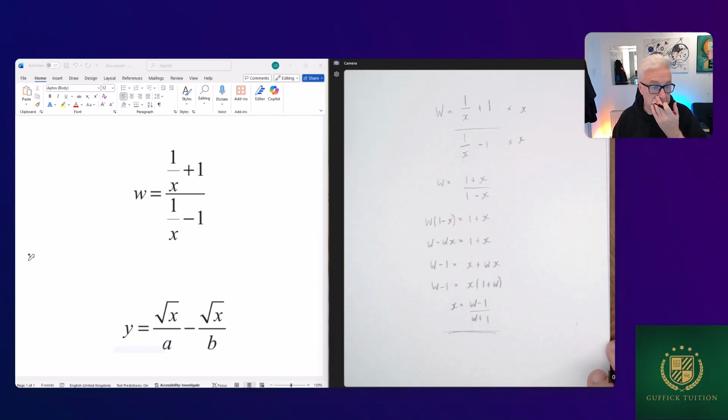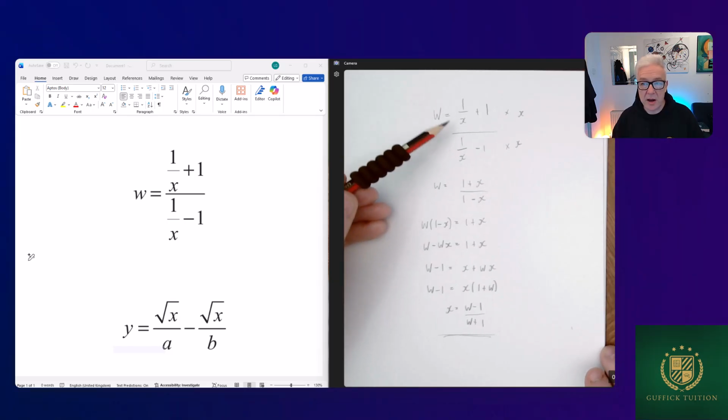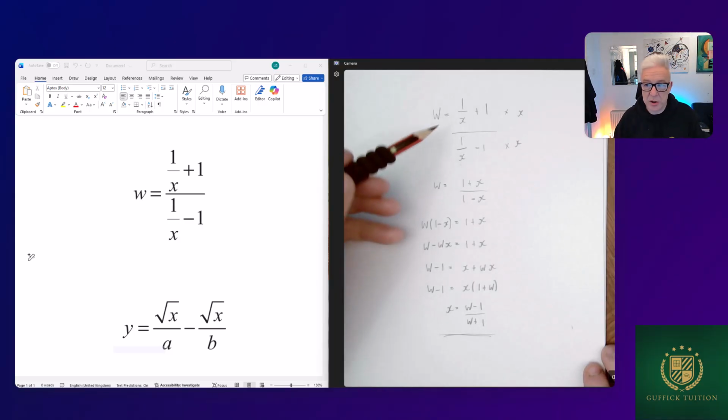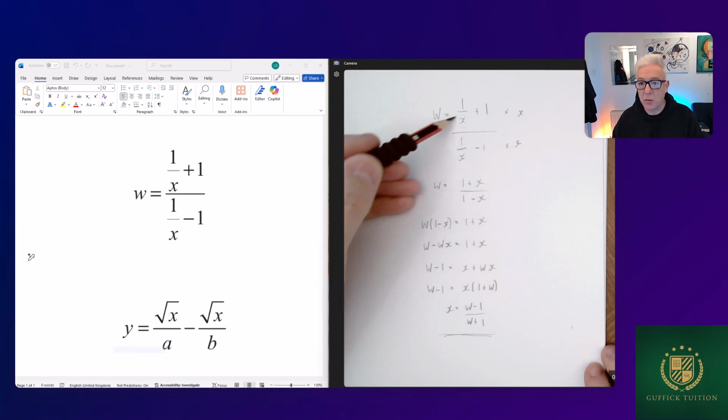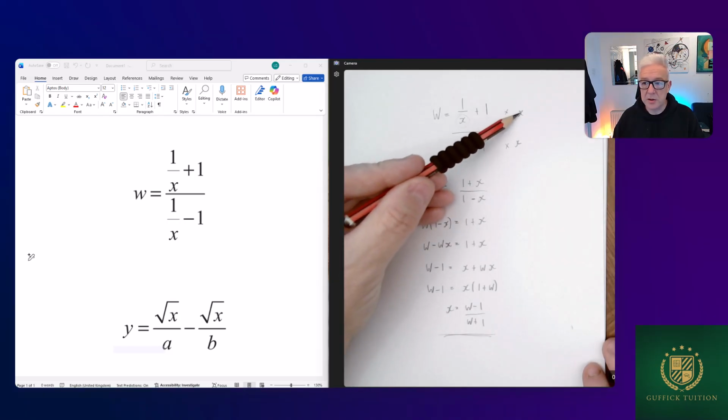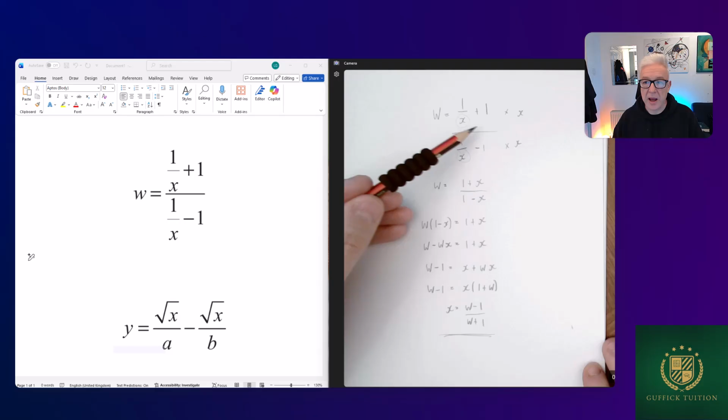W is equal to 1 over x add 1 over 1 over x minus 1. Now the first thing I would say is whenever you get a fraction within a fraction, the first and most important thing to always do is to multiply the numerator and denominator by whatever it is that's causing it to be a fraction within a fraction. So in this case here, it's the 1 over x that's the issue. So I've started off by timesing the numerator and the denominator by x.